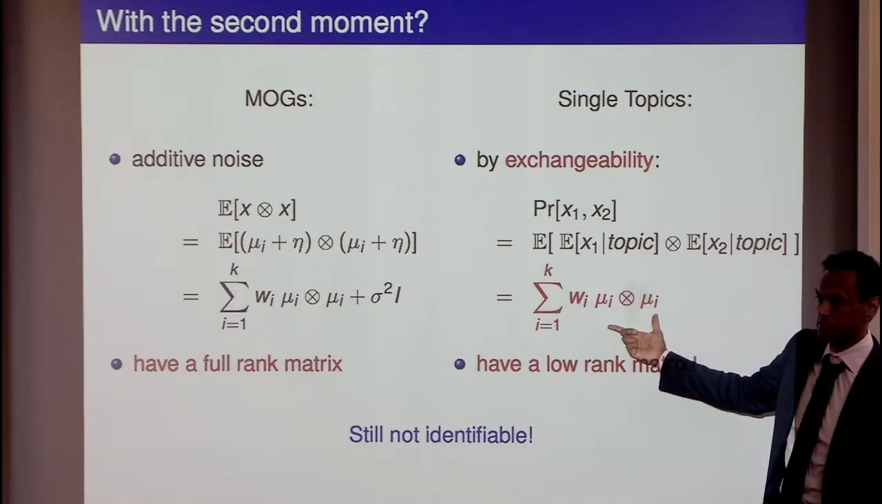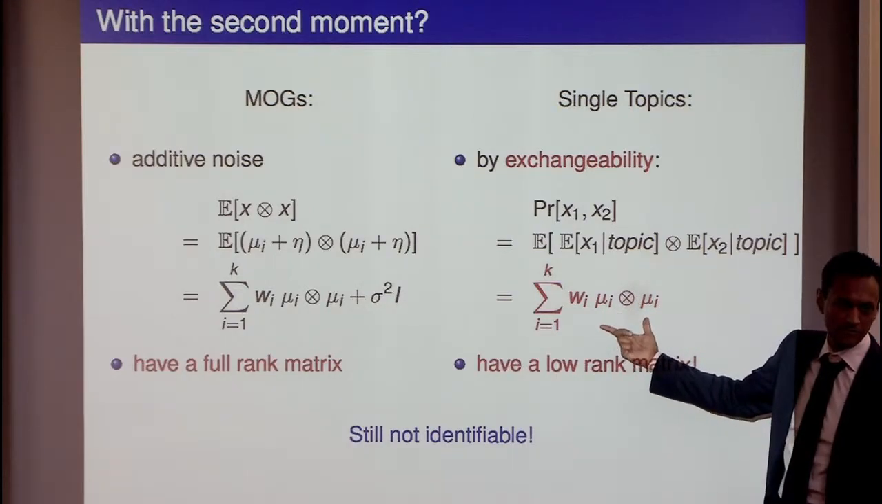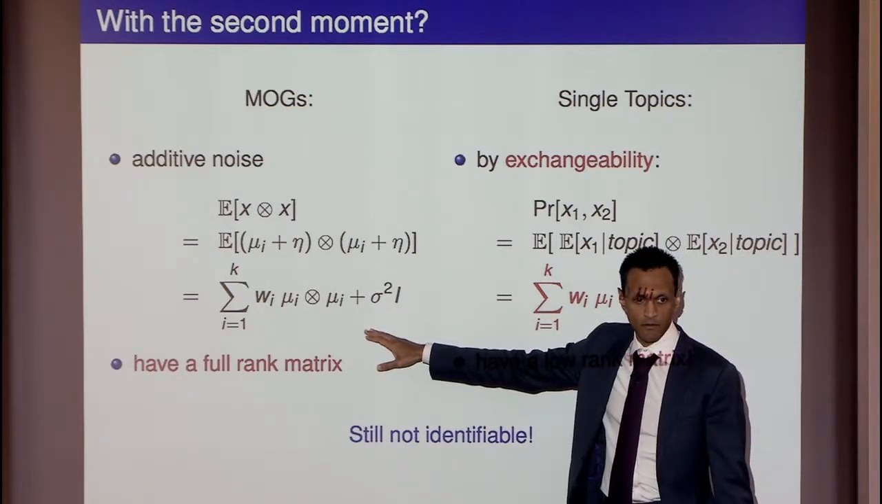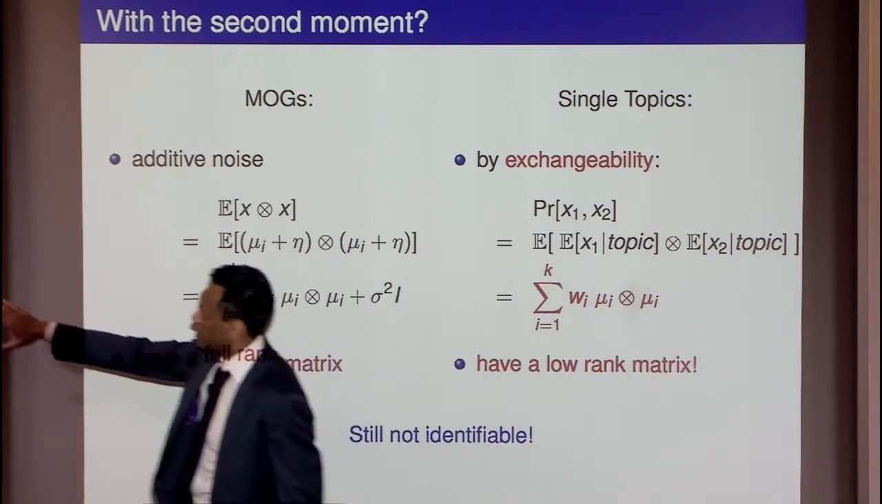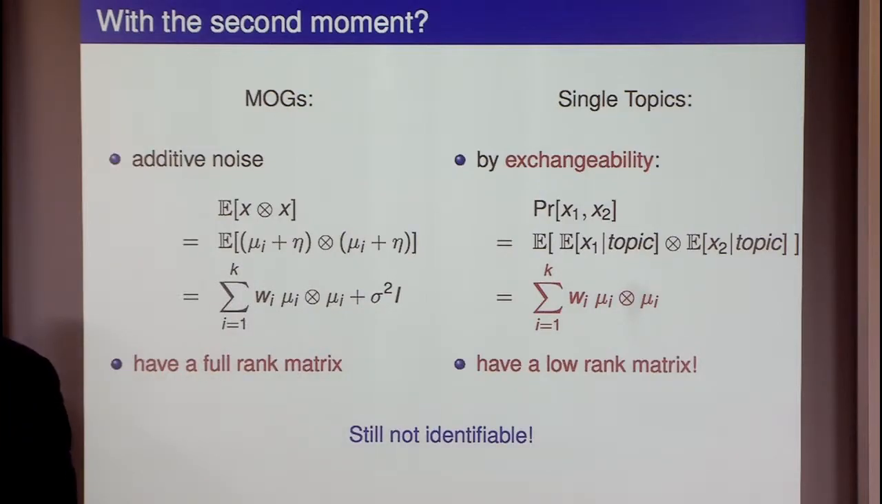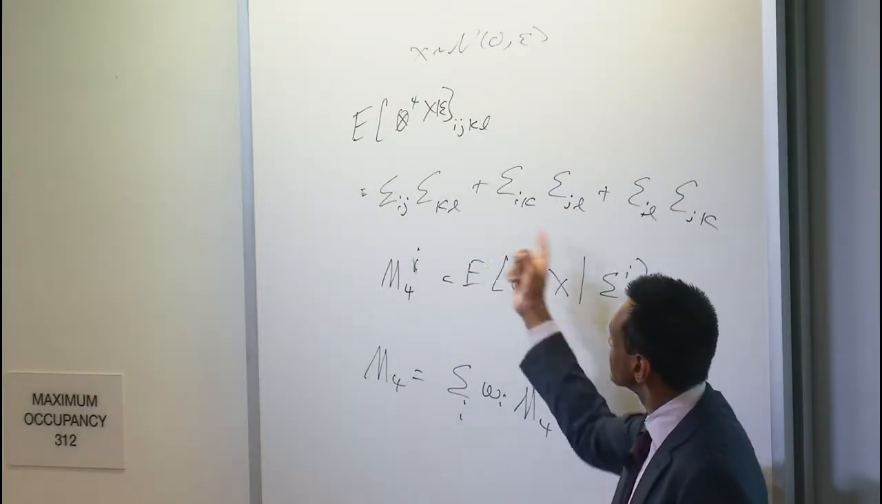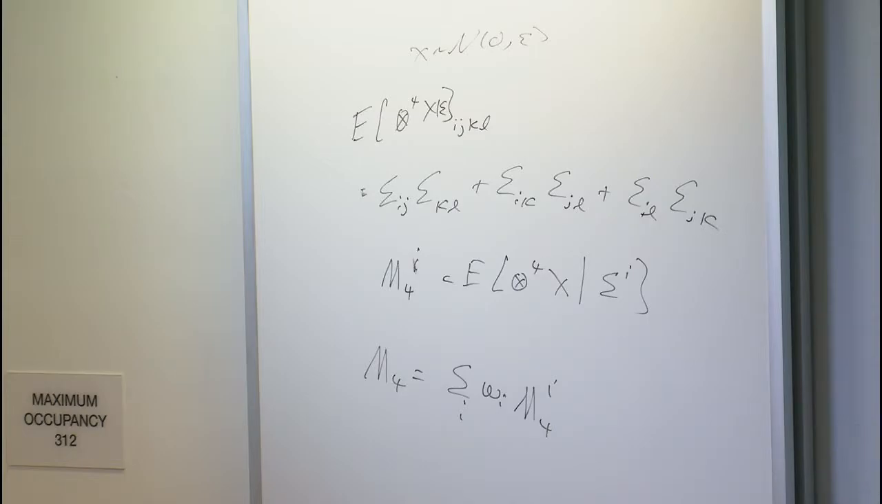So what's the rank of this object? K. Whereas this thing is full rank. And then, of course, for the mixture of zero-mean Gaussians, when we look at the fourth moment, this is a confusing object. But it's neat. And these counting theorems come up often in CS theory.